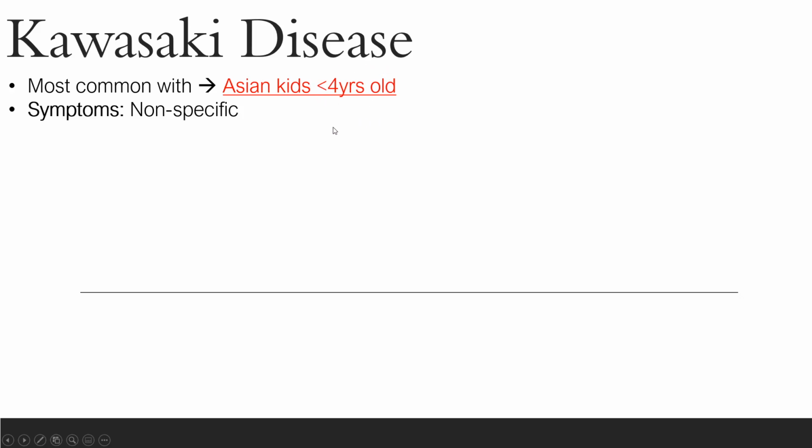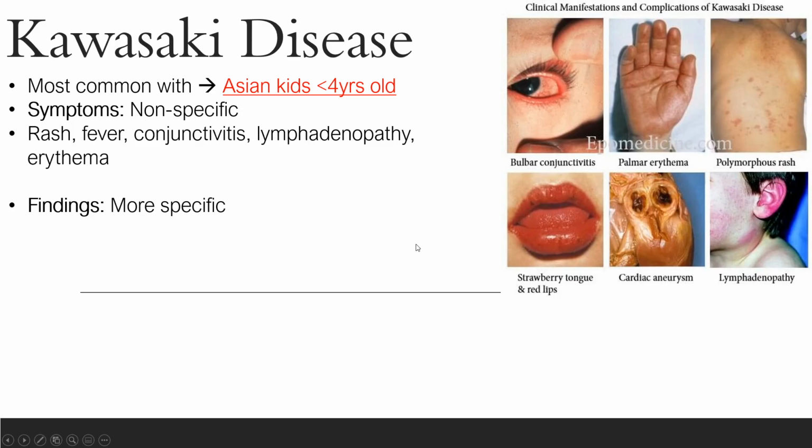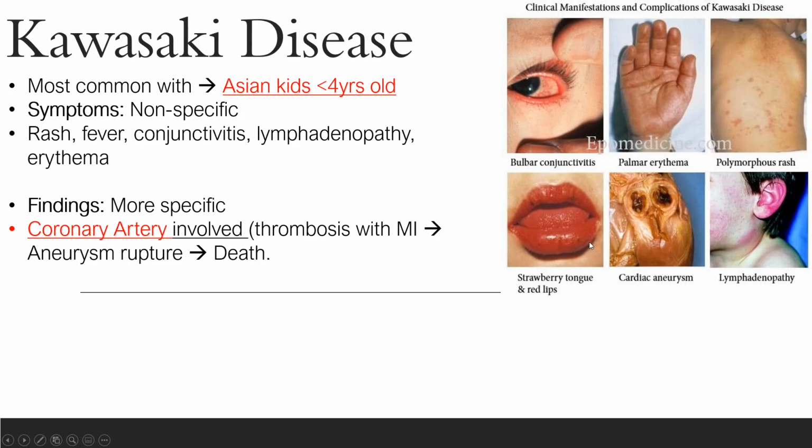So Kawasaki disease is specific to Asian children usually that are less than 4 years old, which is pretty high yield. And you'll have some non-specific symptoms like rash, fever, conjunctivitis, lymphadenopathy, erythema. And then there are more specific findings. So like the strawberry tongue and the red lips is very specific for this. And then cardiac aneurysm is also very specific. And so these are kind of light bulbs. Every time you see that, that's what you should be thinking about is Kawasaki disease.